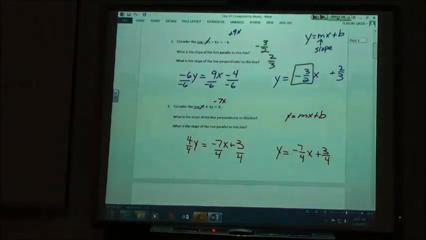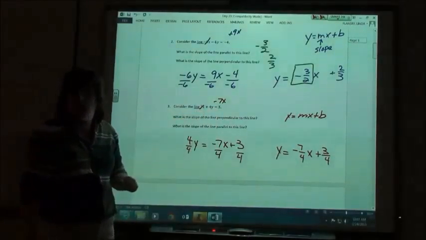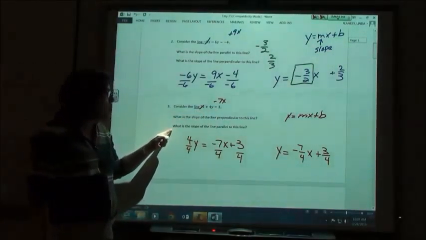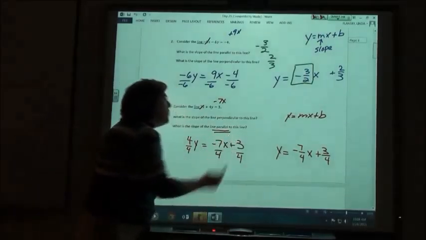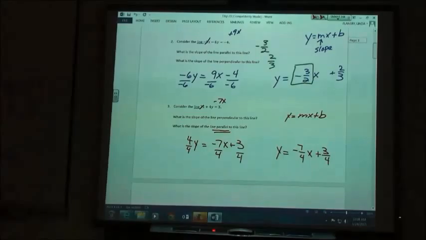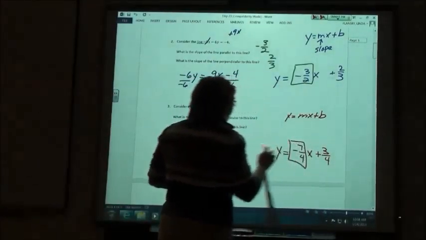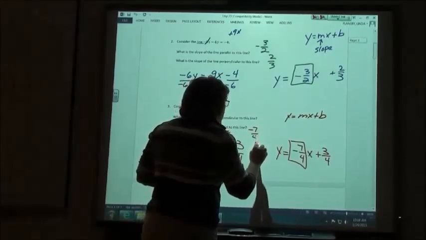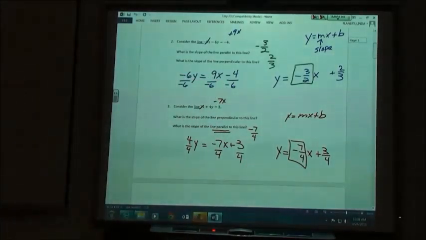Okay. Now, be careful because sometimes they switch them around. Notice they switch these ones around. Just answer the parallel one first, but make sure you put it in the right spot. What is the slope of the parallel line? Negative 7/4. So that's going to be your second answer. And then your perpendicular line will be, 7/4.